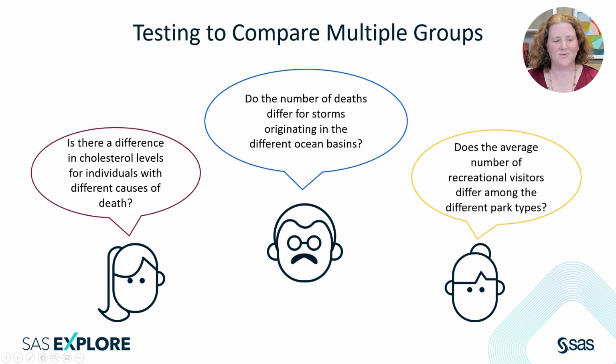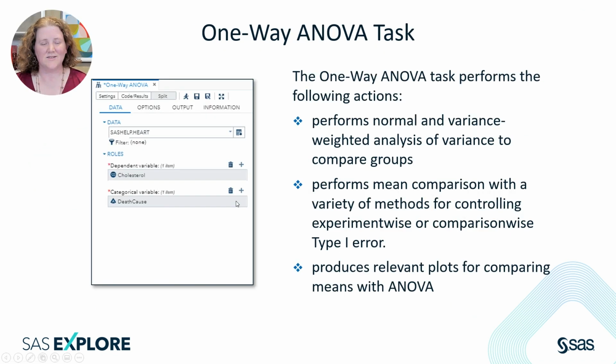Another related test that we can perform is called an analysis of variance, or ANOVA. This is very similar to the t-test, except in an analysis of variance, we now have a predictor that has more than two levels. So our outcome is still continuous, but our predictor has more than two levels. An appropriate question here might be, is there a difference in cholesterol levels for individuals with different causes of death? You can imagine that there can be many causes of death, certainly more than two. For an analysis of variance, we are going to use the one-way ANOVA task.